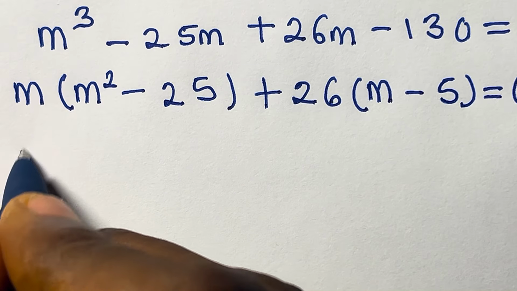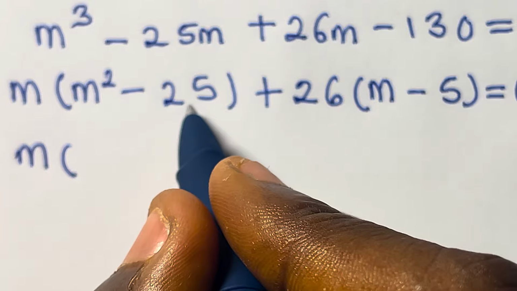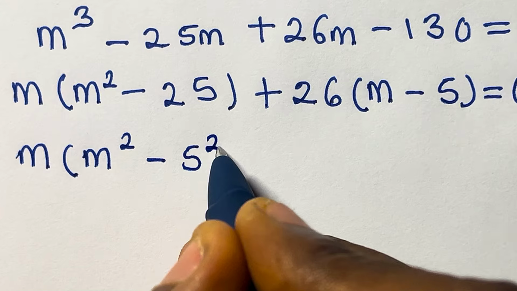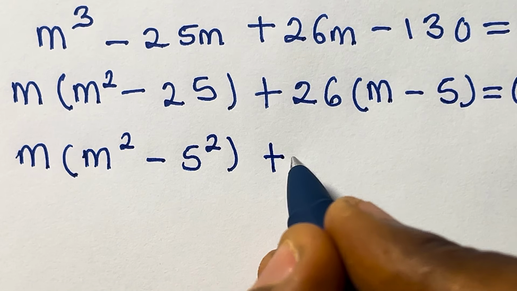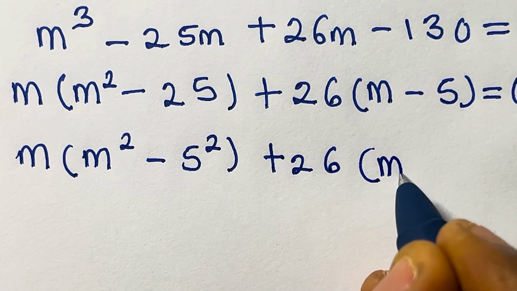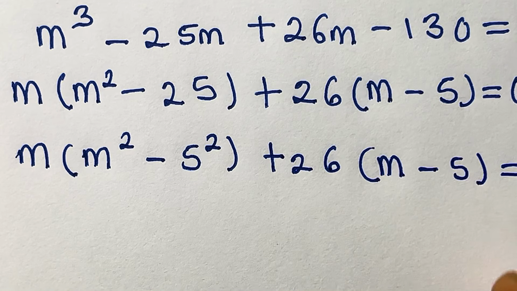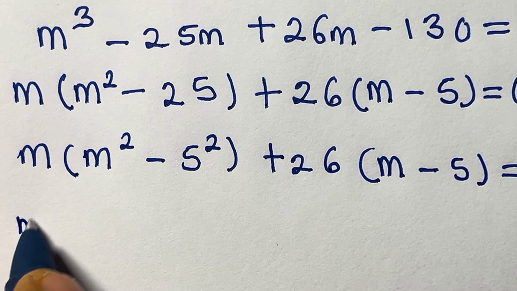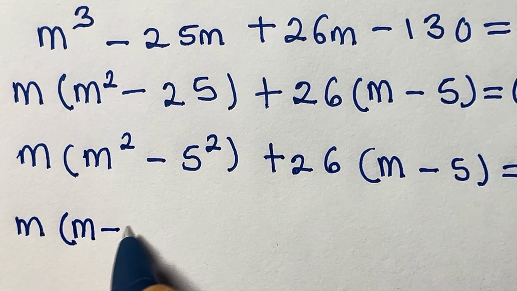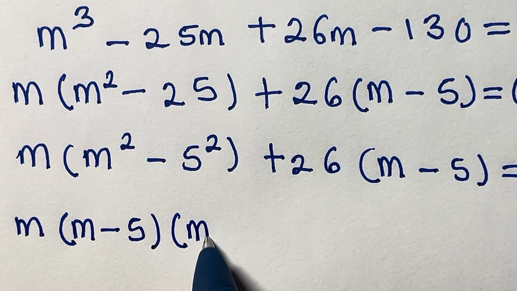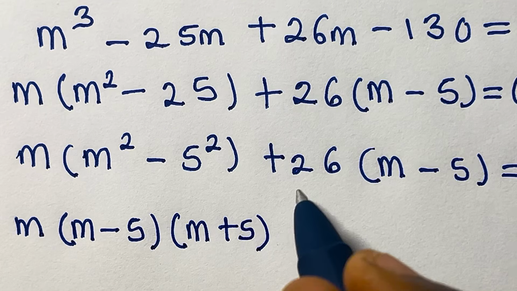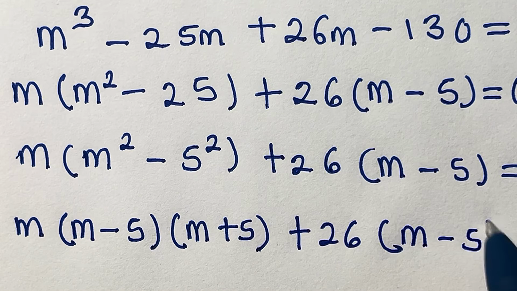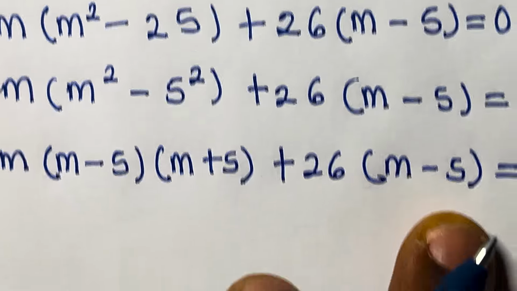Therefore, we can still express this as a power of 5, so that we have m times m squared minus 5 raised to power 2, which gives us 25, plus 26 times m minus 5 equals 0. So looking at this difference of two squares, this implies that we will have m minus 5 multiplied by m plus 5, then also plus 26 multiplied by m minus 5 equals 0.